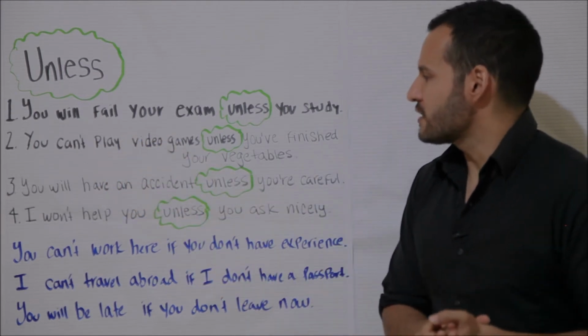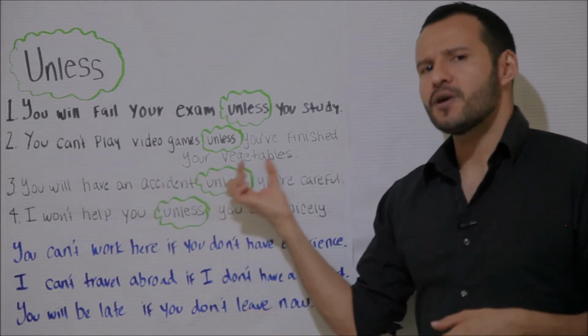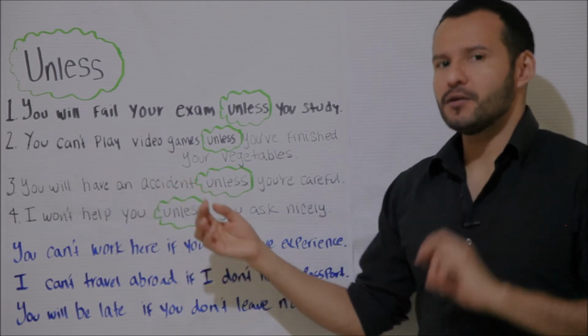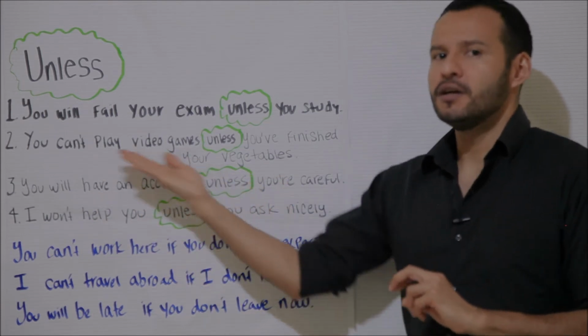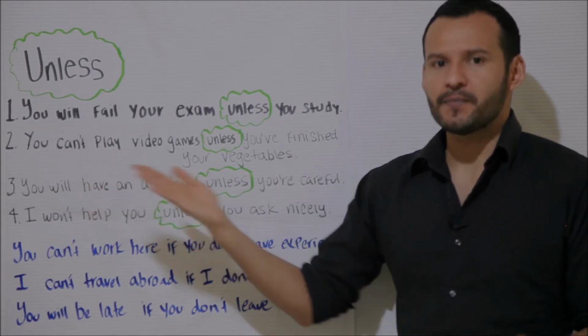And similarly, in sentence number 3, you will have an accident unless you are careful. You will have an accident except if you are careful. If you are careful, you can prevent this consequence. You can prevent the accident.